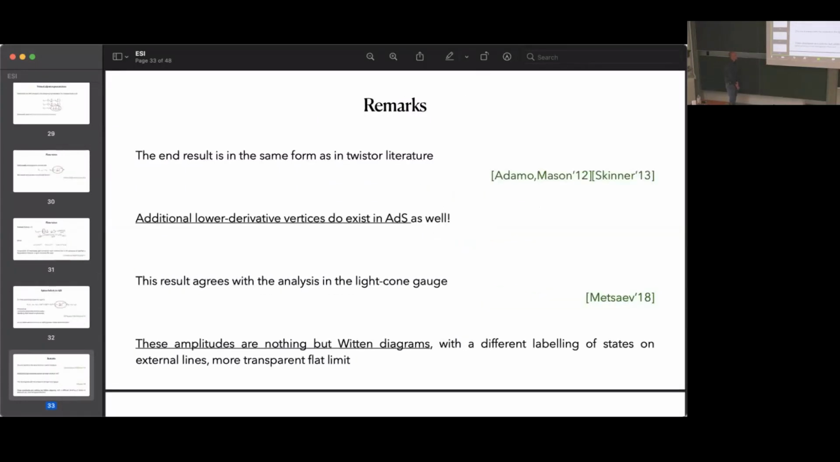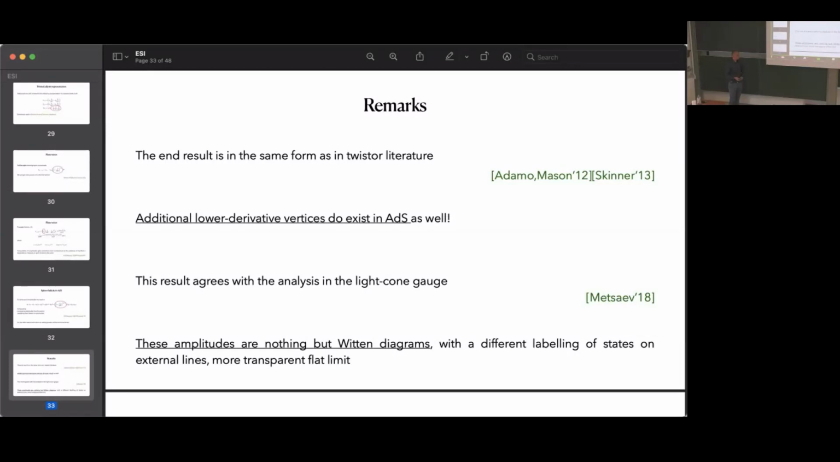Some remarks, just on the relation to the literature. In the twistor community, people also have their own twistor methods to compute amplitudes in AdS, and they computed it in some theories, and the amplitudes appear to be in the same form. So you also have the same conformal factors. These results also agree with the results of Metsaev in the light cone gauge.